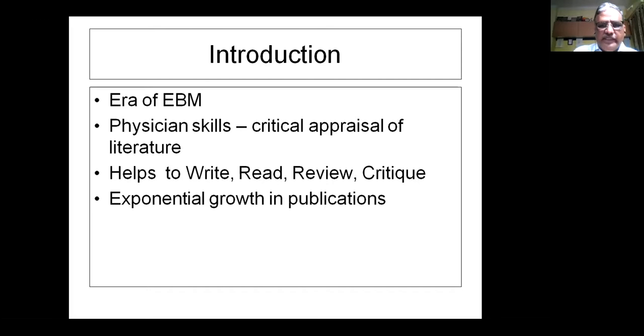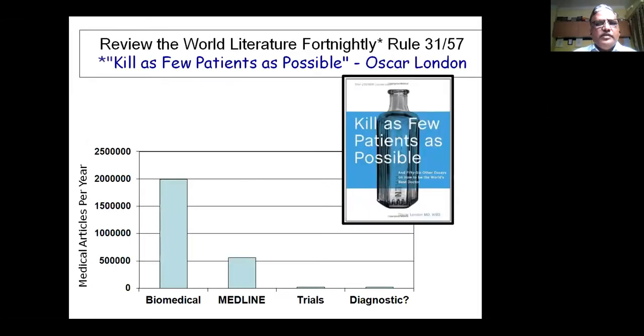Now, we all know that every year there are many publications and the growth of this is exponential. One very humorous book was written by Dr. Oscar London from Berkeley, California, titled Kill as Few Patients as Possible. He has written 57 chapters.